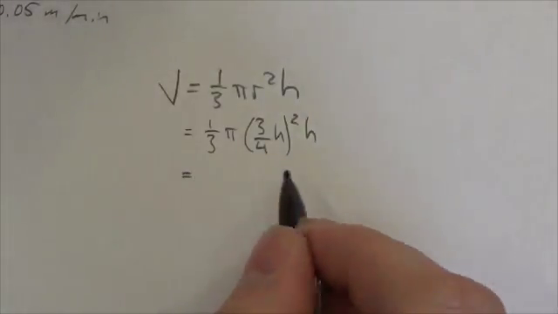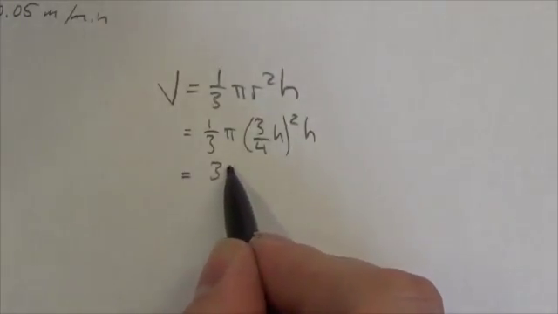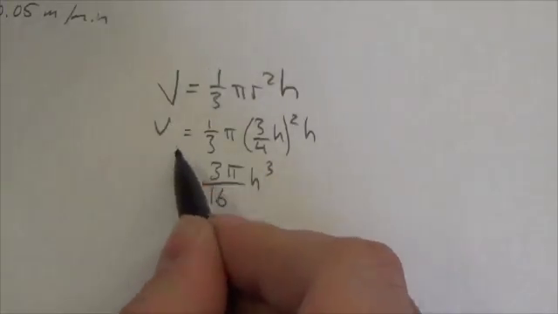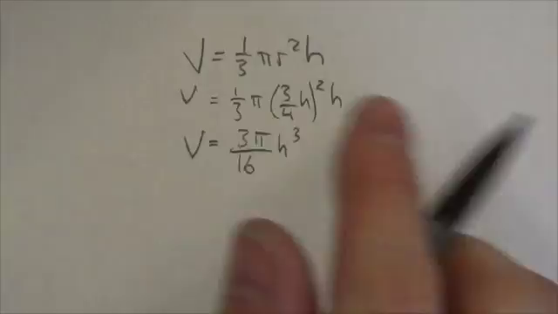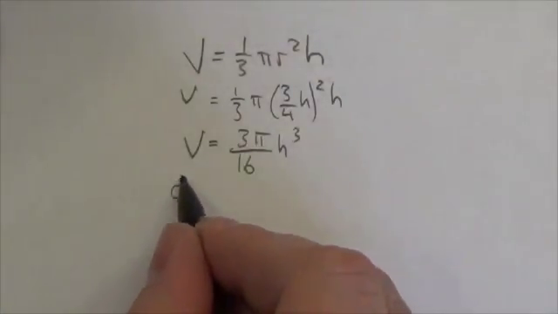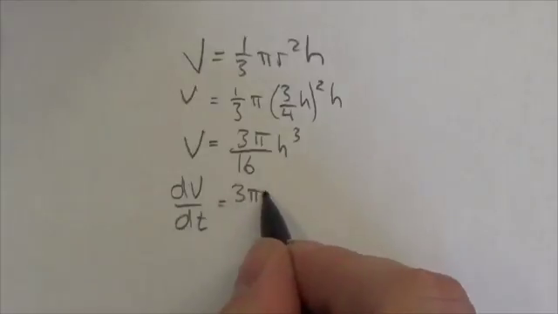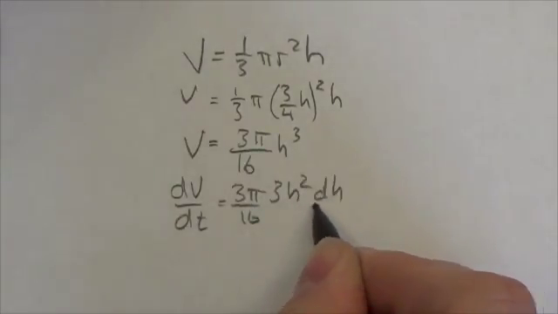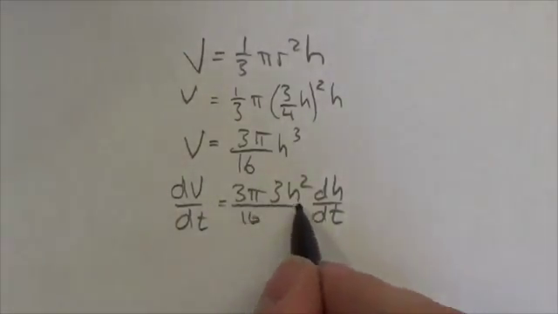So I can make that substitution and make this 1/3 pi times (3/4 h) squared times h. When I square that, it's going to be 9 over 16, and with the 1/3 it's going to be 3 pi over 16 and then h cubed. So here's volume as a function of height. Now let's take the derivative. dV by dt is going to equal 3 pi over 16 times 3h squared dH by dt. I'm taking the derivative implicitly with respect to time.